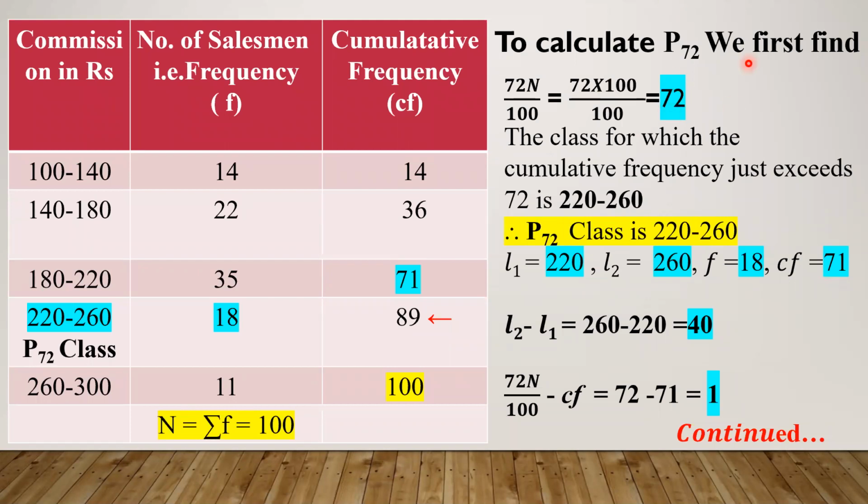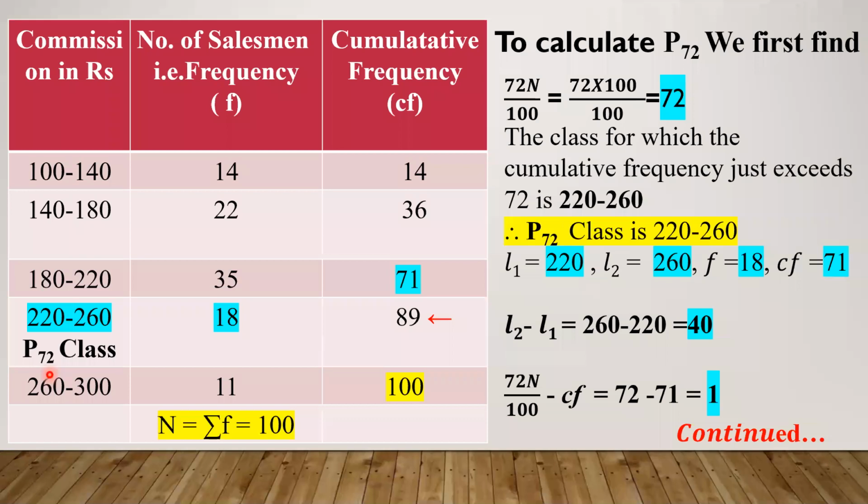You will start reading the values in the cumulative frequency column and stop at the place where cumulative frequency exceeds the figure 72. So 14, it is less than 72, so you still have to go ahead. 36, less than 72, move ahead. 71, still less than 72, move ahead. Yes, 89, it is bigger than 72. Put an arrow. And see, it is for which class? It is for 220 to 260. So this is my P72 class.